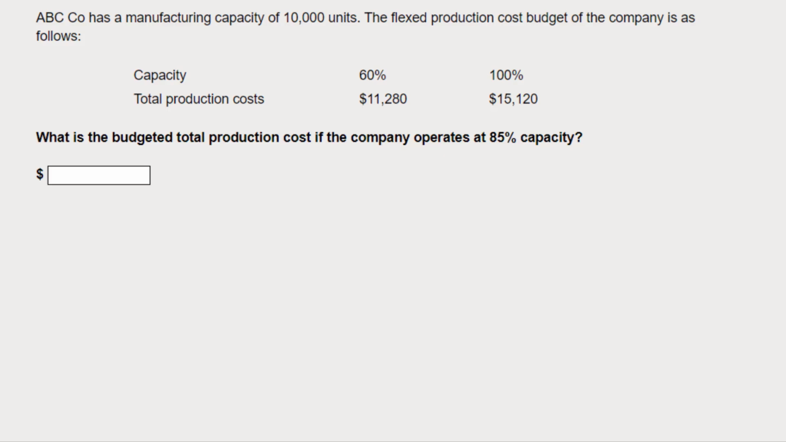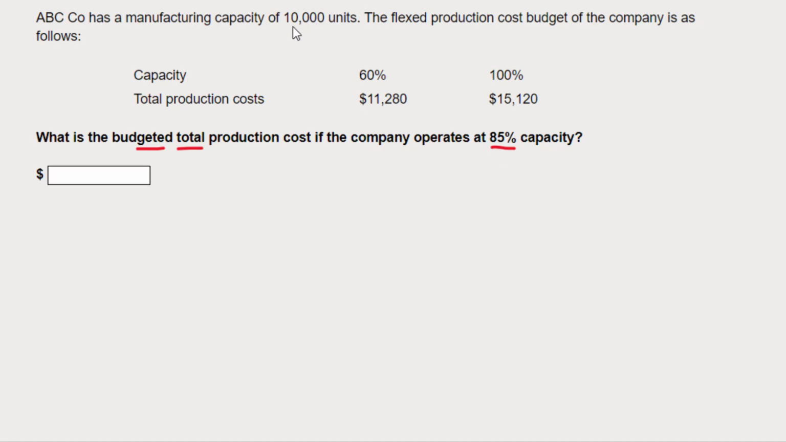Everyone has their favourite topics, and this question here, which is on the high-low method, forecasting a semi-variable cost, is my favourite calculation question in the syllabus. So let's go through how to do it. We're asked, what's the budgeted total production cost if the company operates at 85% capacity?